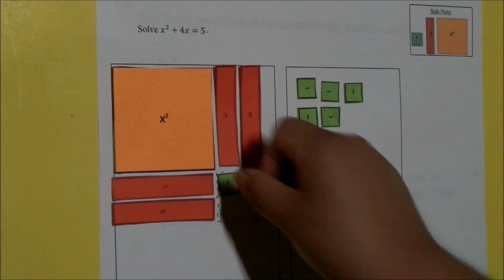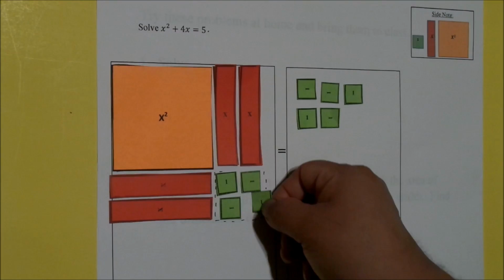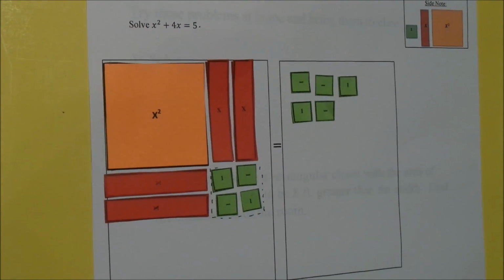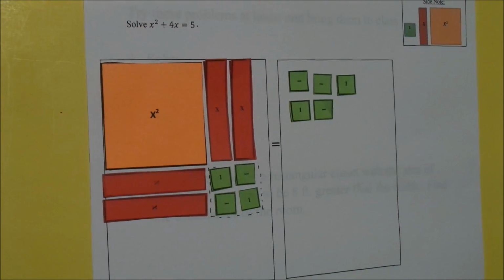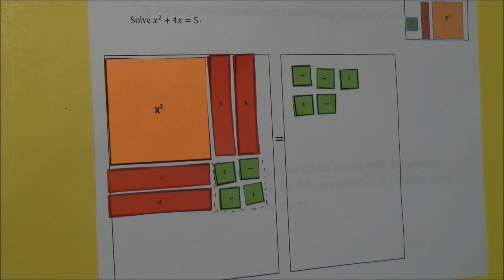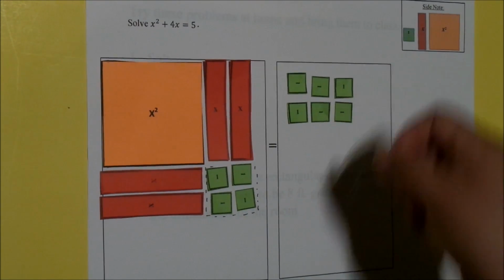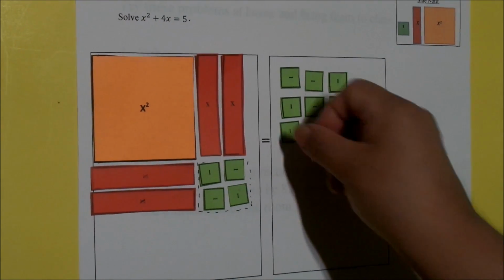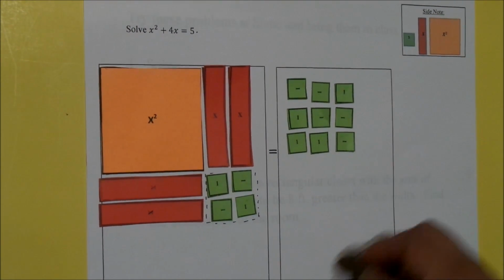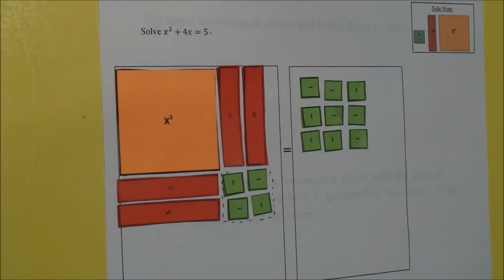So it's 1 tile, 2, 3, 4. Now we have the whole large square. We added four 1 tiles to complete it. What we add to one side, in order to keep the equation balanced, we must also add to the other side. So we add four 1 tiles on the right side, and that makes 9 one tiles on the right side.